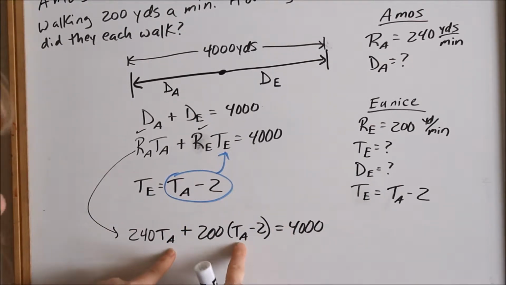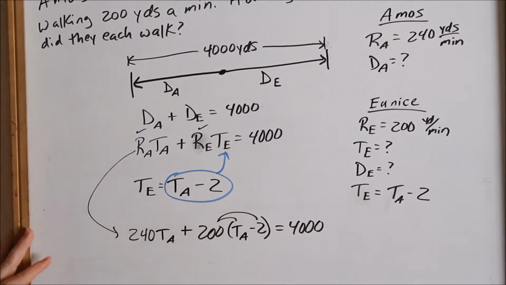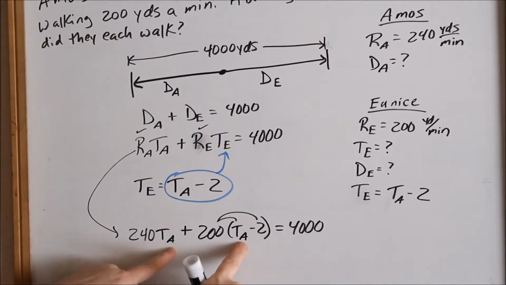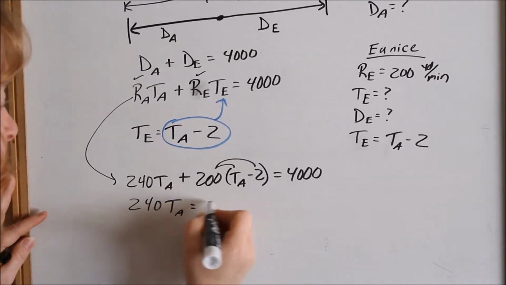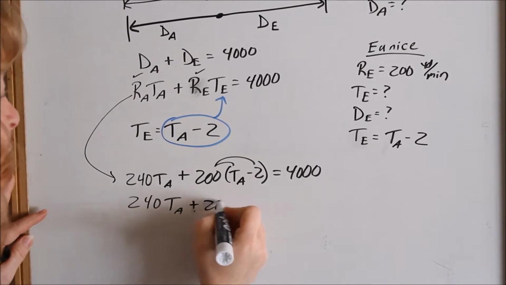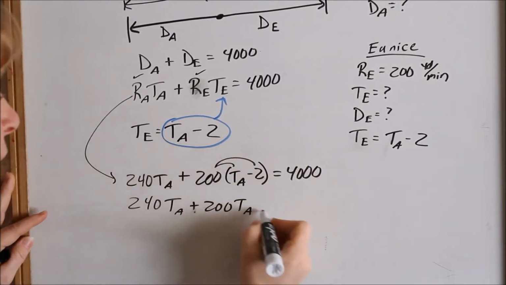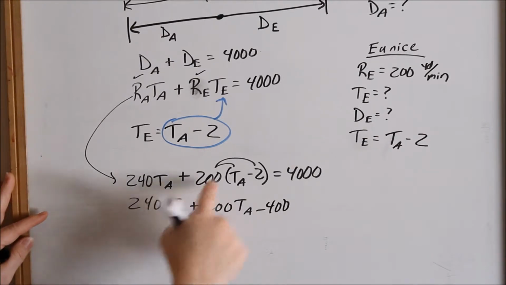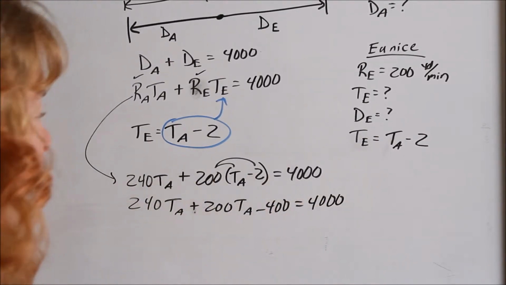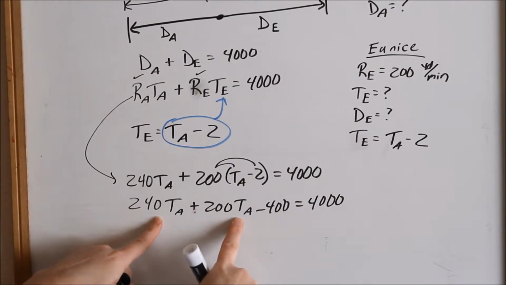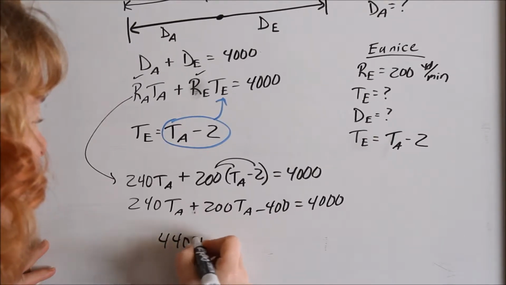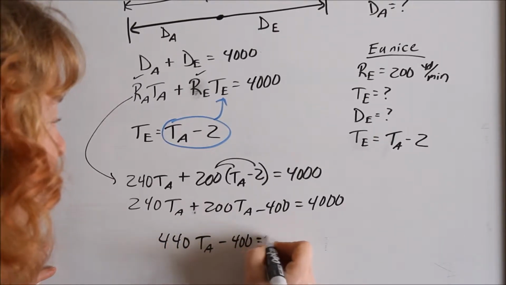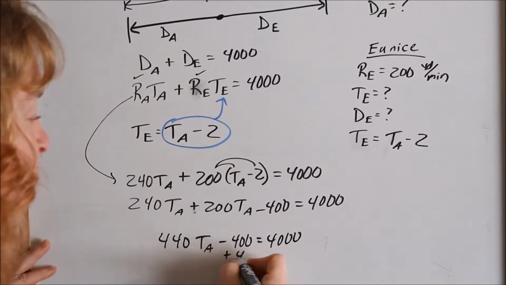So now we're down to where we only have one unknown and one equation, and that's a good thing. So this 200 has to be substituted. Solving this now just becomes algebra. Our unknown is the time, Amos's time. So we have 240 TA plus 200 TA minus 400, I'm distributing the 200, equals 4,000. These are the same kind, so I can combine them. 240 of these plus 200 of these is 440 of these. I can add my 400 to the other side.